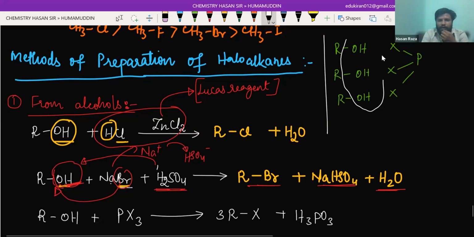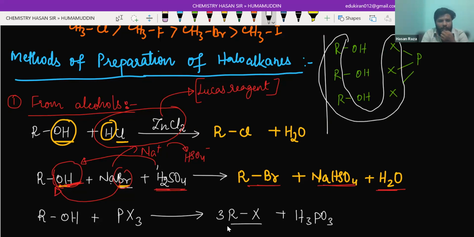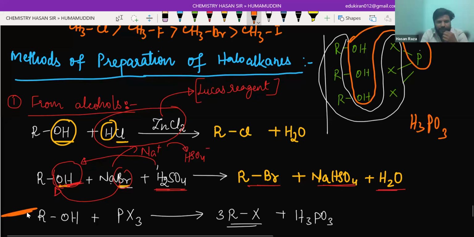This R and this X will combine together. So it becomes 3 moles of RX. Now what do you have left? You have OH, OH, OH, and this P. So basically H3PO3. And in this reaction, this byproduct is important. Okay. Please do write it.